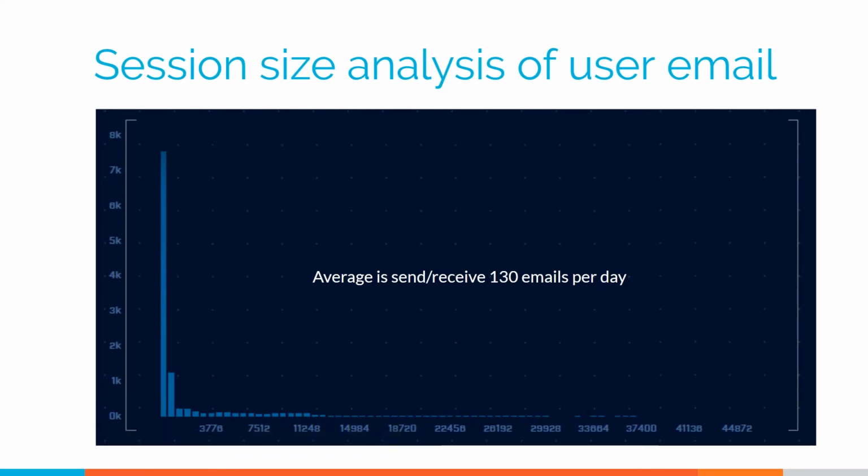But the real key is that what we're showing is the size of the session. That session size changes every time you add a word or punctuation or anything to a message. So a one sentence email versus a two sentence email is going to be two different message sizes. If attachments are there, that's going to be a different size. If there's a couple of paragraphs there, that'll be a different size. So we're saying 130 emails per day, but all 130 of those on average are going to have a unique size to them.